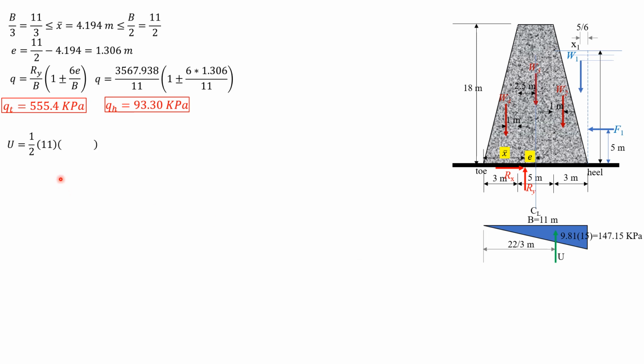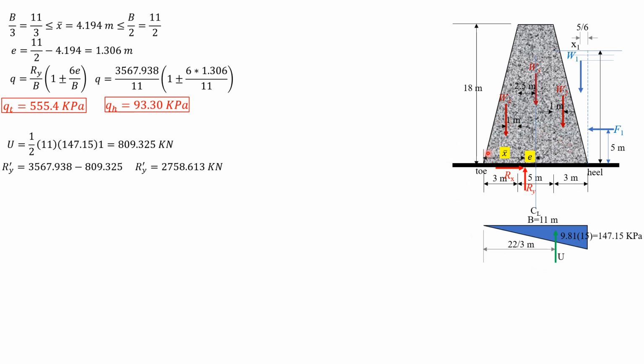So uplift is 1/2 of 11 times 147.15 kilopascals times 1. So it is 809.325 kilonewtons. Because of this, Ry will be affected. The new Ry is the previous Ry, 3567.938, minus uplift. So Ry prime equals 3567.938 minus 809.325. So Ry prime is 2758.613 kilonewtons.